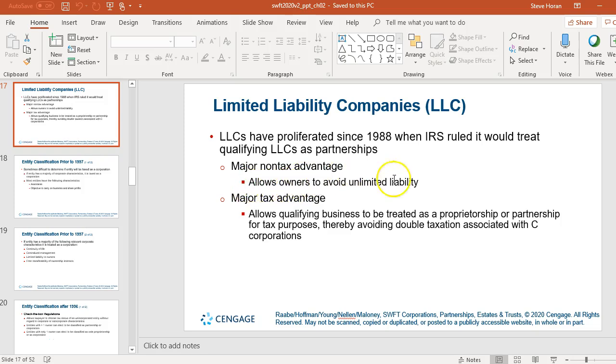So the nice thing about them is they allow owners to avoid unlimited liability, and they're a pass-through. So allows qualifying business to be treated as a proprietorship or partnership for tax purposes, and that means you're not a separate taxable entity. So you kind of get the advantage of I'm a pass-through, and I also get the advantage of the owners are not facing unlimited liability if things go bad.